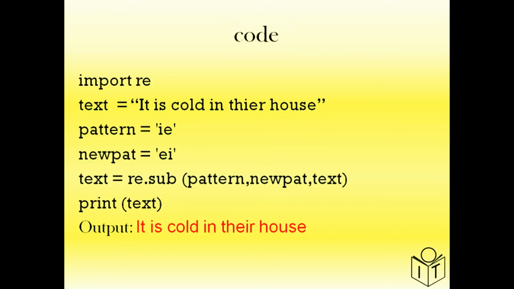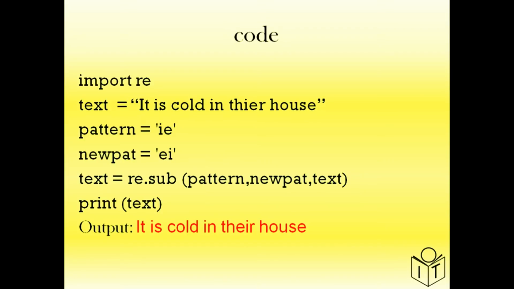Another example is a common spelling mistake. So here we've got it is cold in their house, but there is spelled incorrectly. It should be EI, not IE. So to change it to the correct spelling, we can change it in the text using re.sub. So in the output it says it is cold in their house, THEIR. So that's the correct spelling.